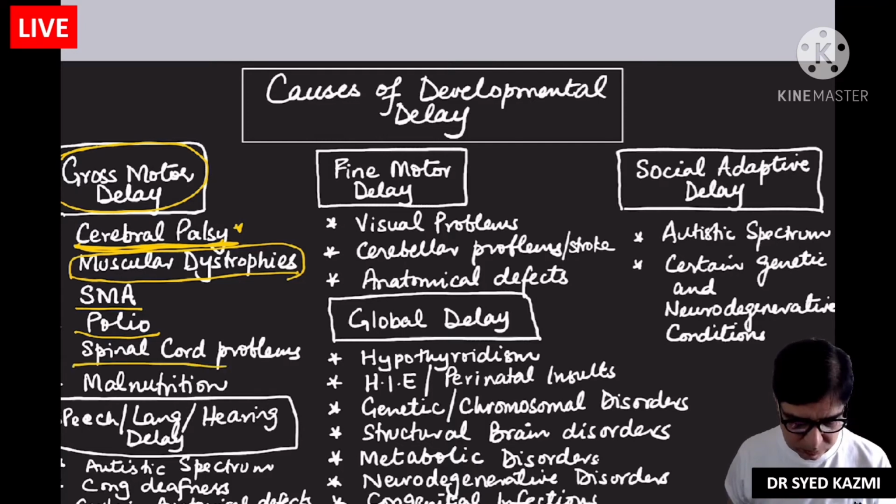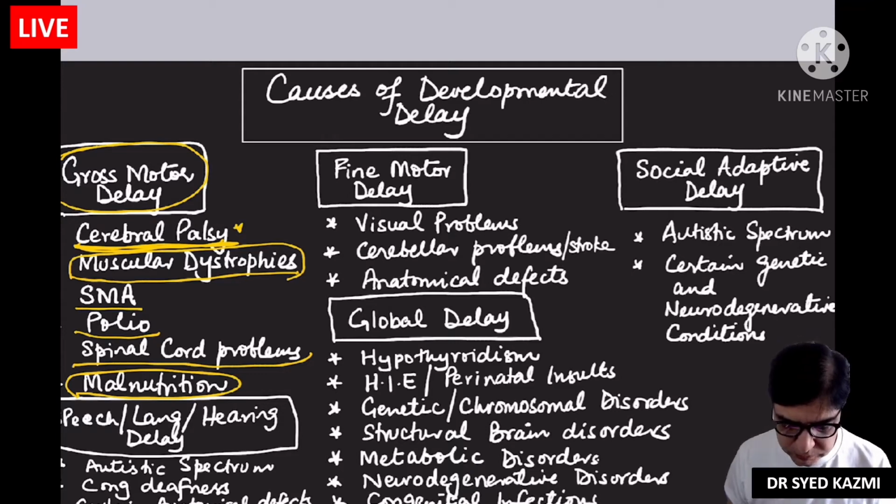Spinal cord problems. Some of the congenital spinal cord problems can present with gross muscular problems leading to gross motor delay. And last but not the least, malnutrition, which is common in the developing countries. Malnutrition itself, because obviously the child is malnourished, his musculature is weak. So you might find that the child only has gross motor delay. These are some of the causes responsible if you find delay in the gross motor domain only.